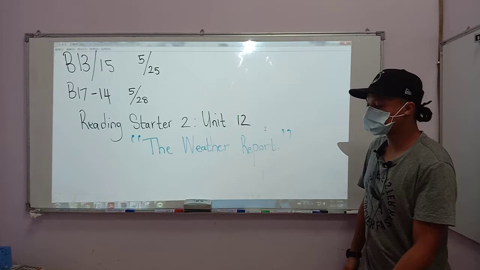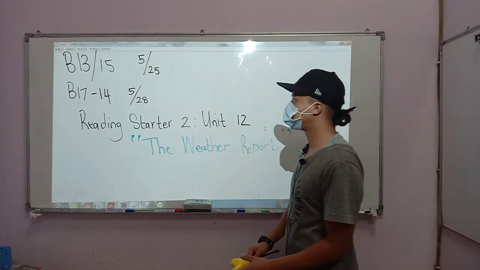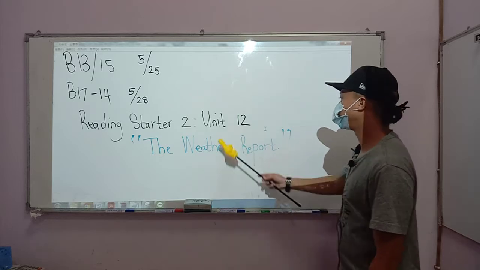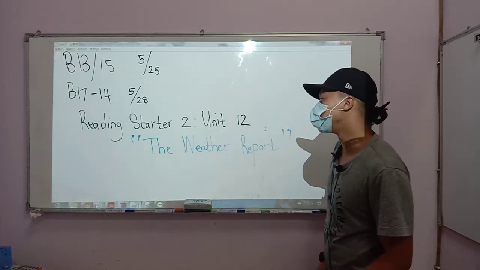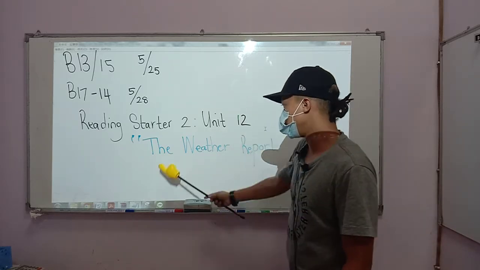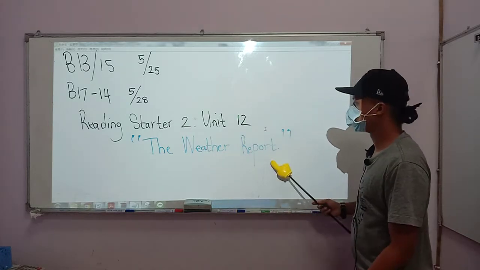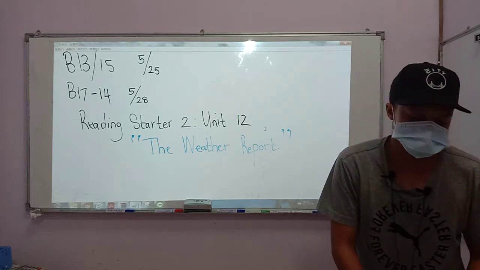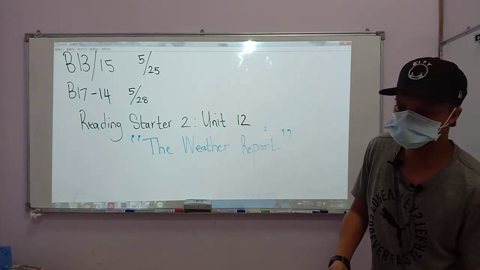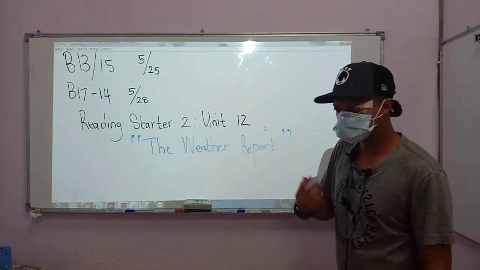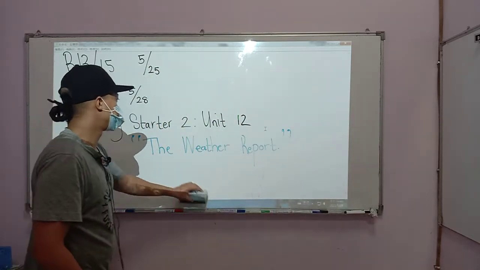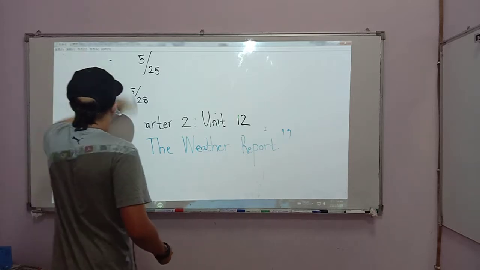Welcome to another class. Today we are going to do our reading in Starter 2 books and we are on Unit 12. Now the name of this lesson is the Weather Report. So as you would think, we are going to learn about different weather conditions and also how to read the weather report. So let's get started.